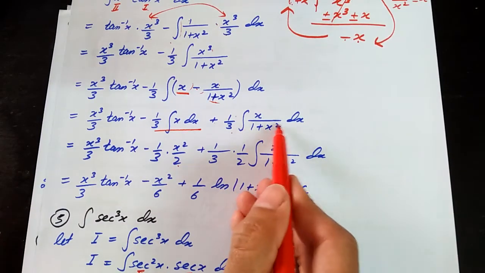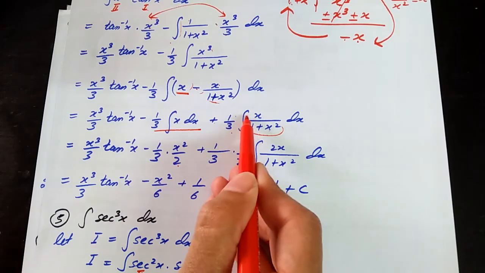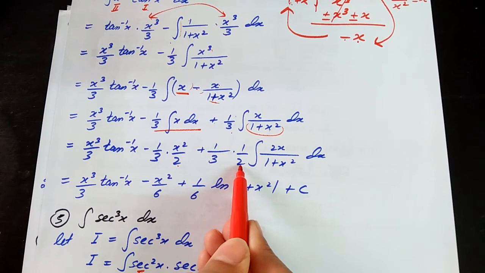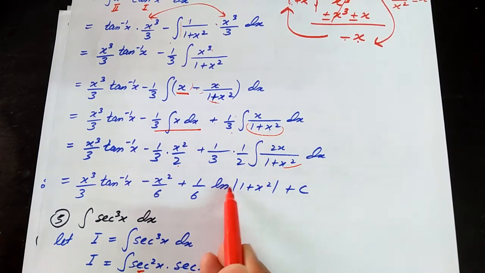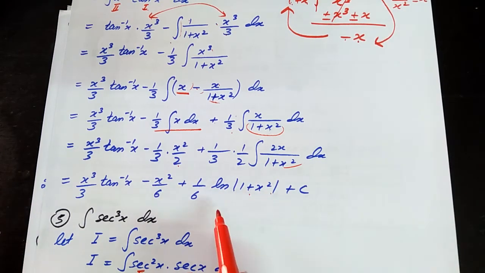Okay, 1 plus x square, if we take the derivative, we will get 2x. We can make this 2x here in the numerator. So just multiply it with 2 and also divide with 2. Now you see this denominator has its derivative in the numerator, so it can be written as ln of 1 plus x square, like this.